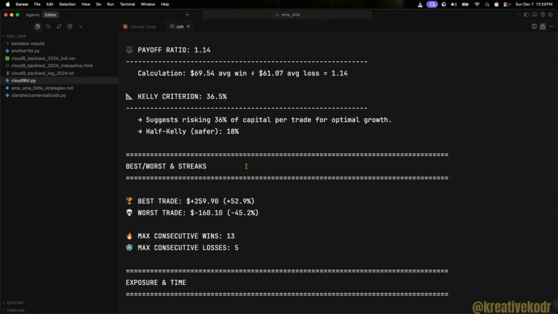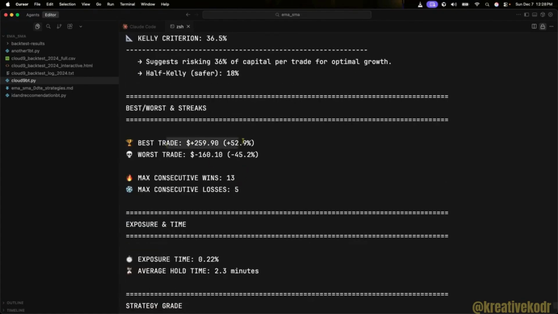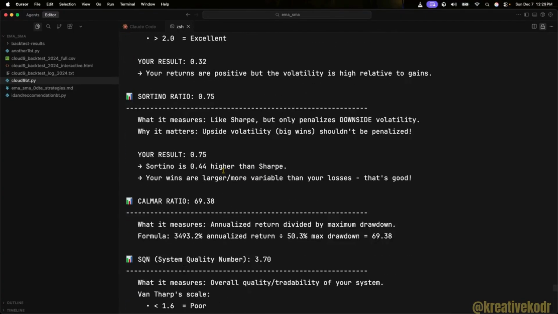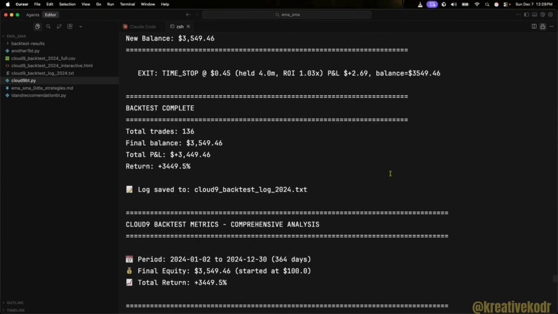And so what I'm going to do is I'll pick this up on another. Oh, look at this. A lot better. The best trade, 258. Worst trade, I mean, it could be better, is 160, but it's not close, right? We do have some distance there. Maximum consecutive win streak was 13, and then 5 was a loss. So we are getting better, right? For another video, I'll come back and finish off the Cloud9 strategy.